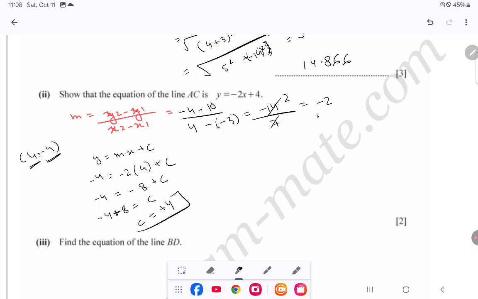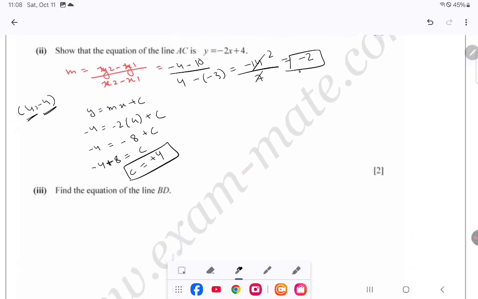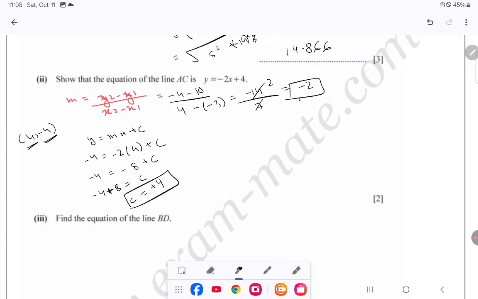Now we calculated the value of C, we calculated the value of M. Just put it in the equation of line, which is y is equal to mx plus c, which is 4, m, which is negative of 2. This is our equation of line AC, which we have to prove.